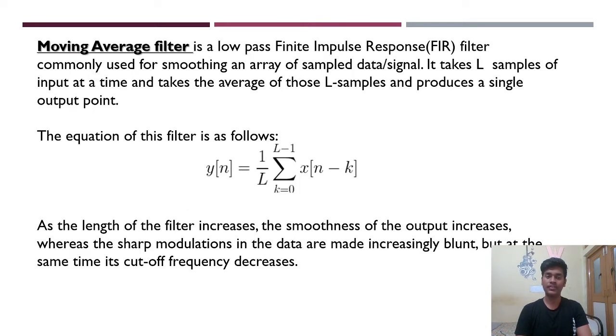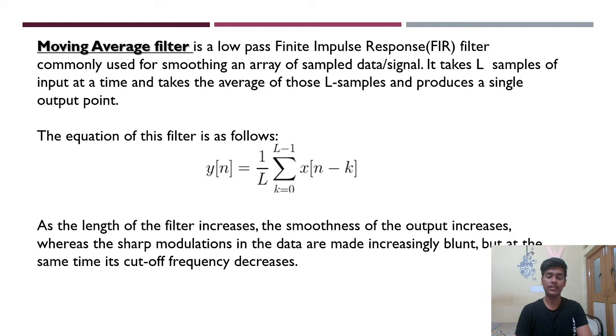Now, the moving average filter. It is a low pass finite impulse response filter commonly used for smoothing an array of sample data or signal. It takes L samples of input at a time and takes the average of those L samples to produce a single output. In simpler words, it takes the average of L previous inputs to generate the output. The equation of the filter is as follows: y of n equal to 1 by L summation k equal to 0 to L minus 1 x of n minus k.